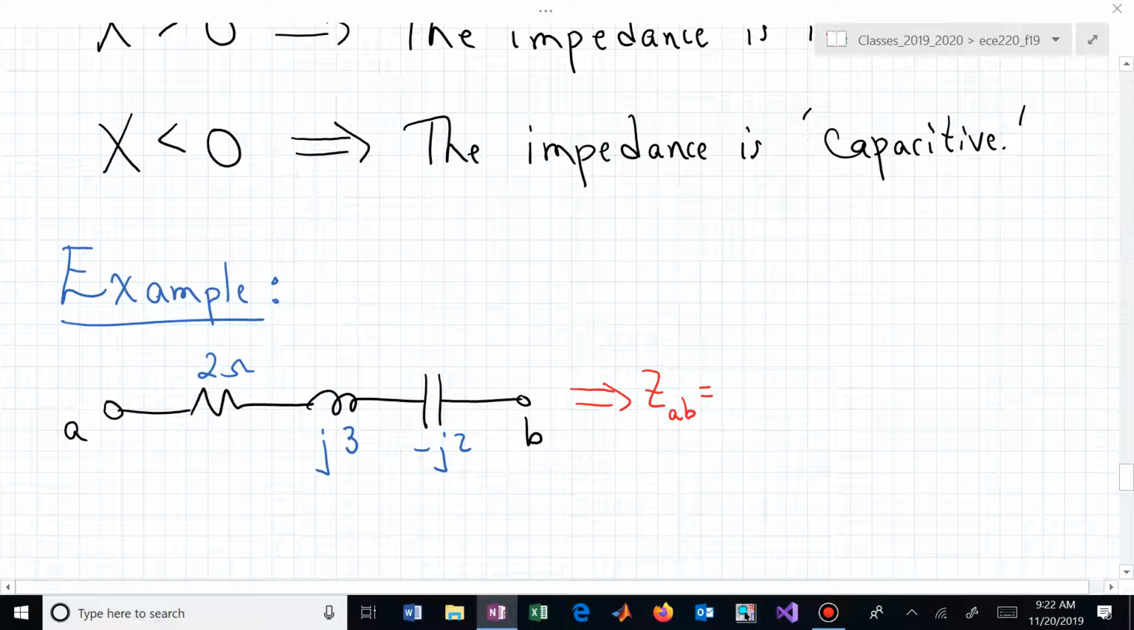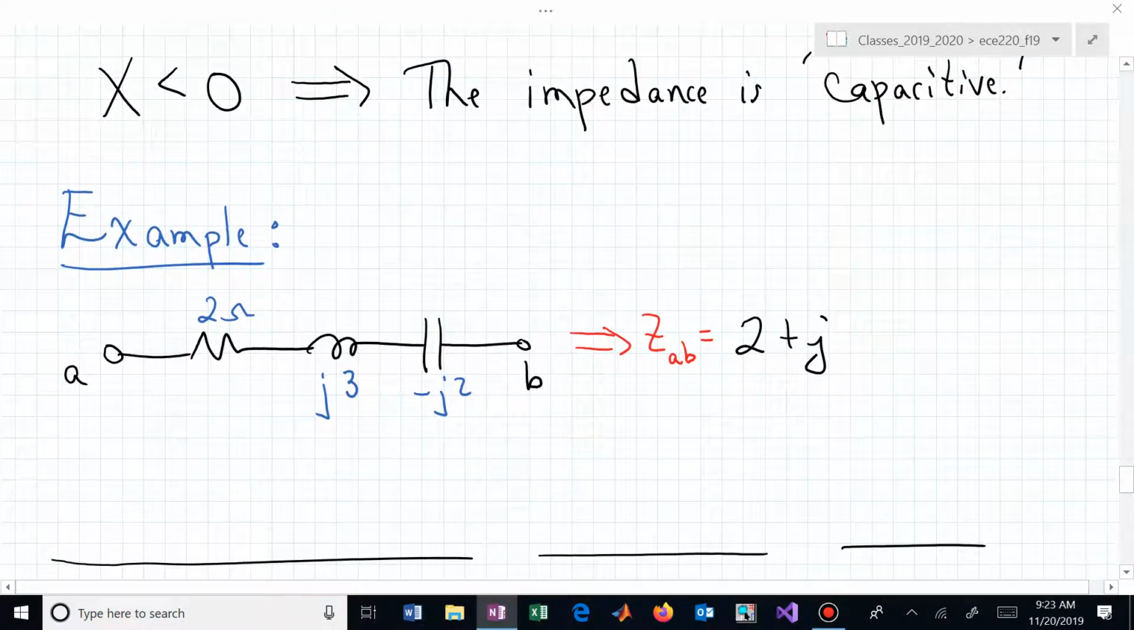Omega. How they are shaking. That's already been computed in the j3. That 3 is omega L. The minus 2 is the minus 1 over omega C. The omega has already been taken into account. What's the equivalent impedance across terminals A and B? And now you're just playing with complex numbers. You can say, oh, that is in fact a real part of 2 and an imaginary part of 1.